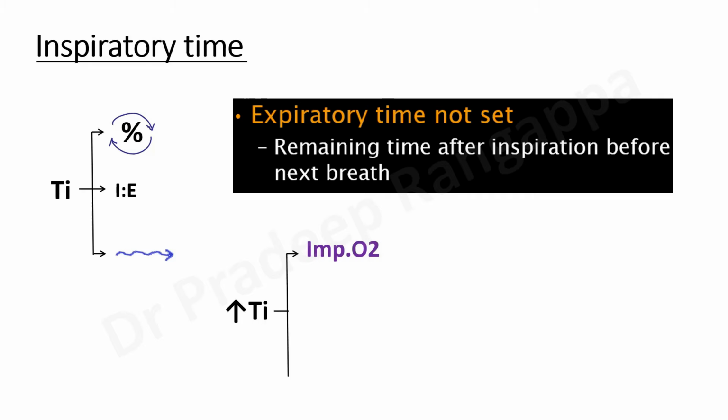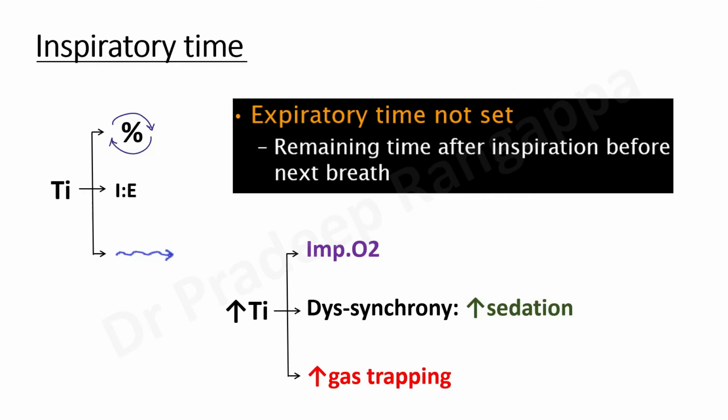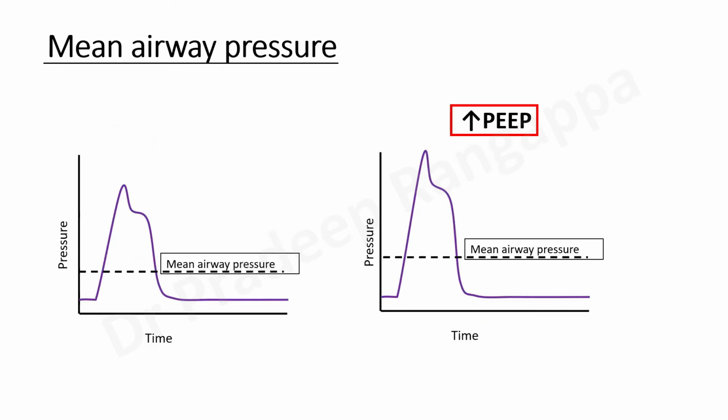By increasing the inspiratory time, what we achieve is improvement in the oxygenation. But at the same time, increasing inspiratory time can cause dyssynchrony. So we need patients to be more sedated to avoid this dyssynchrony. And there can be increased gas trapping, which we call auto-PEEP. So these are some of the caveats or the disturbances that we would face when we increase the inspiratory time. Although it improves oxygenation, there will be significant dyssynchrony, and auto-PEEP can set in.